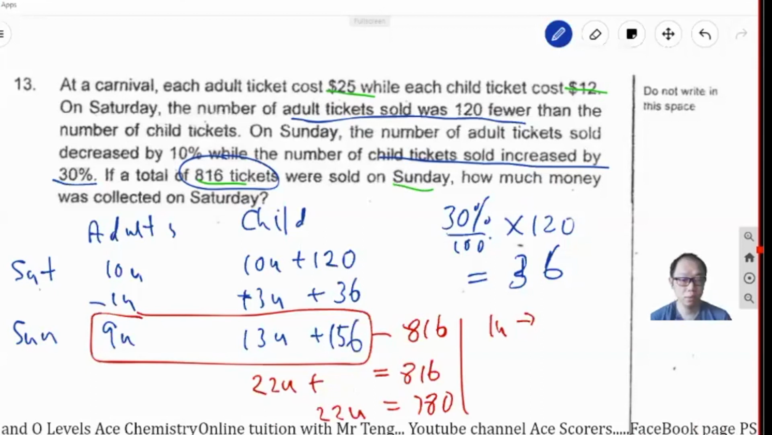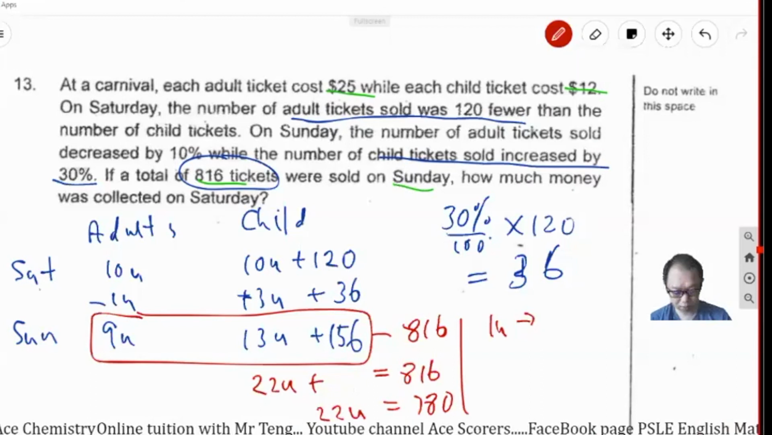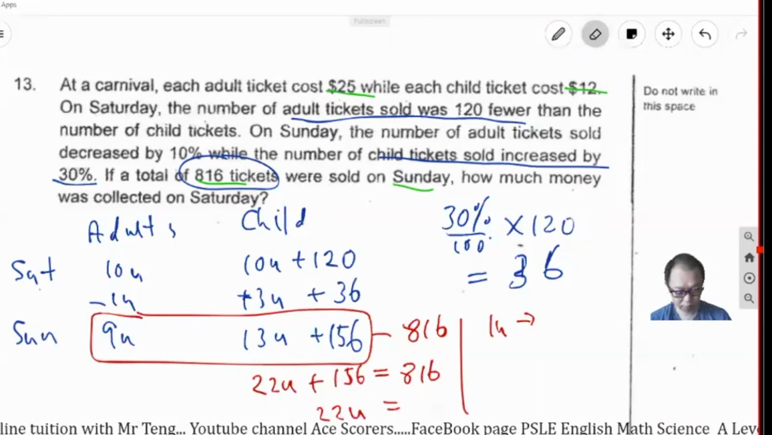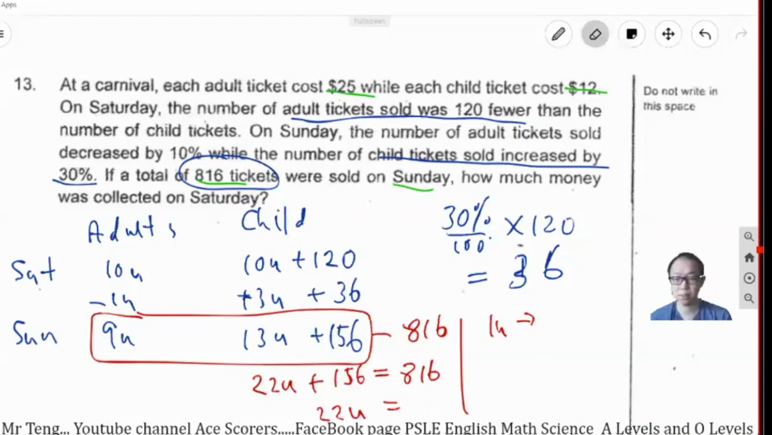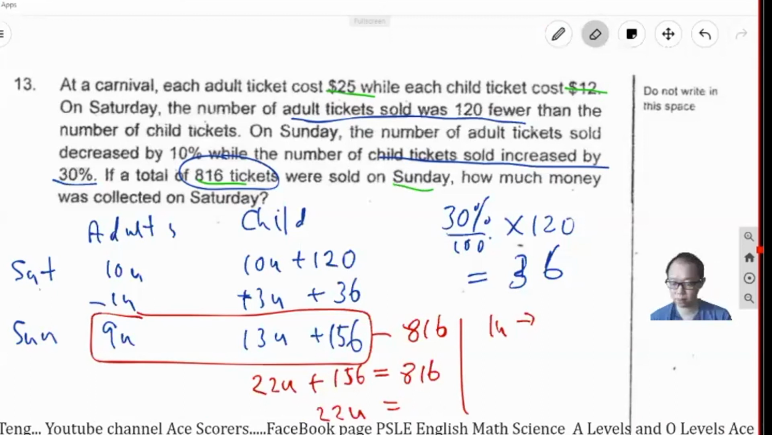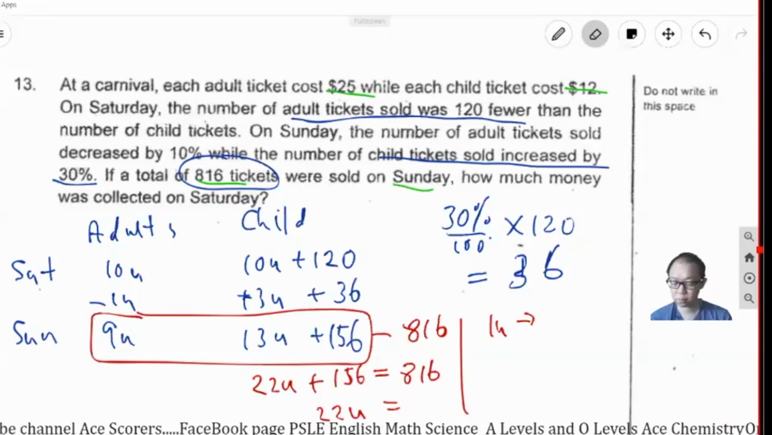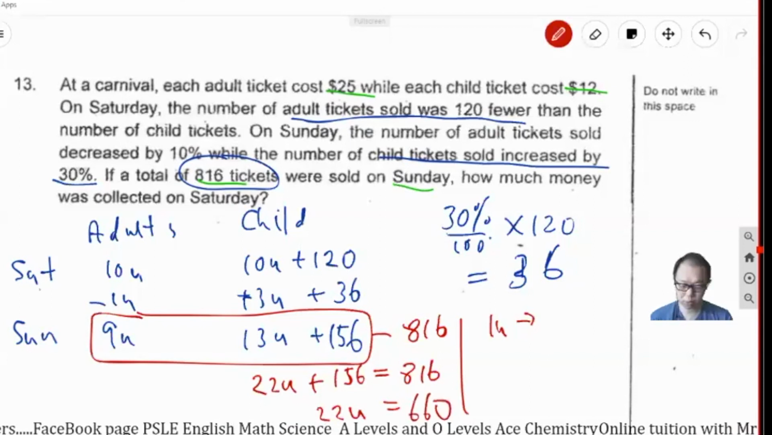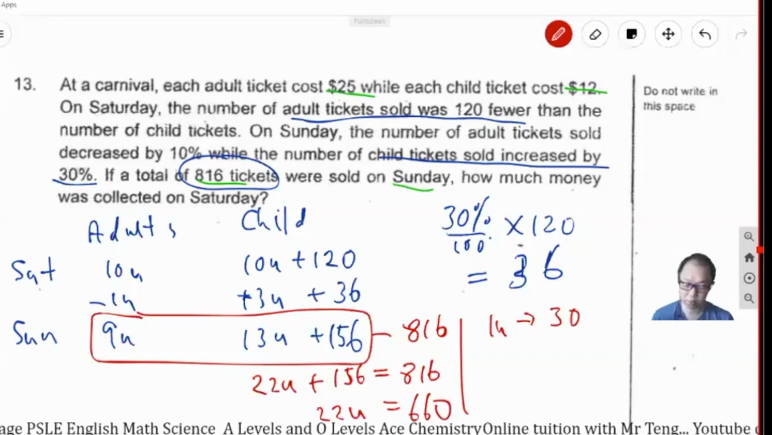So here is 156. So 816 minus 156 is 660. Yes. So 1 unit is 30. So the question: how much money was collected on Saturday?